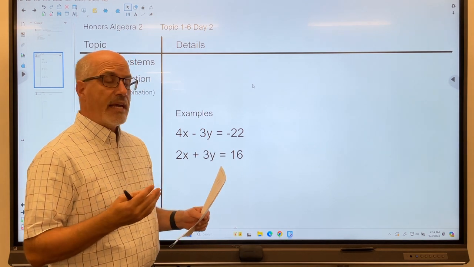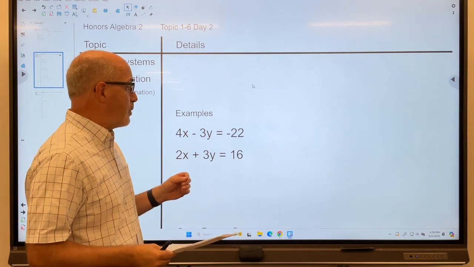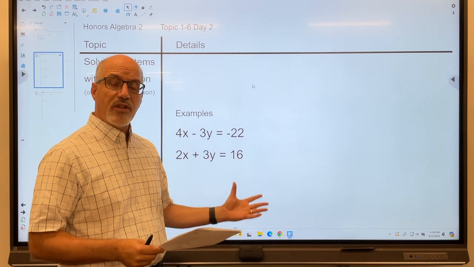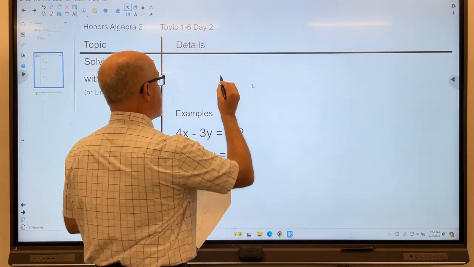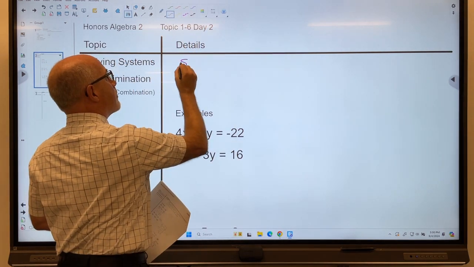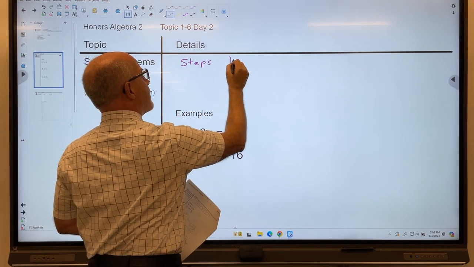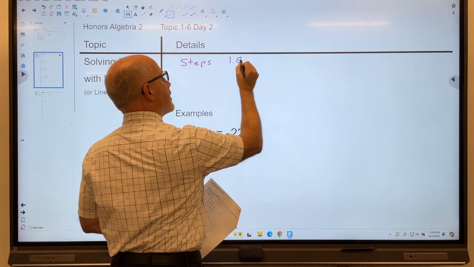This is going to have its advantages in certain situations, especially when we see x's, y's, and numbers line up. We can use elimination to our advantage. So the steps for us on this are, the first step is to go ahead and get the equations lined up.